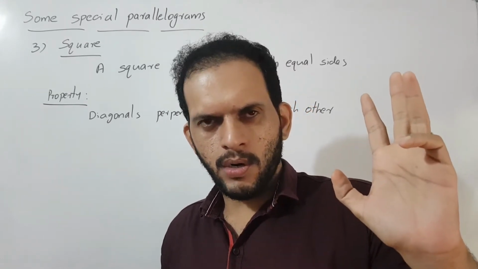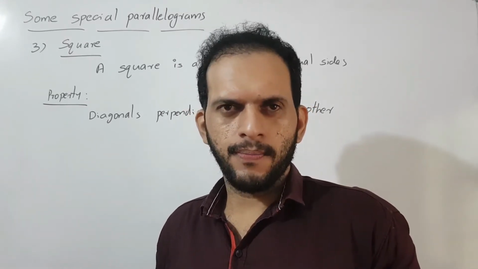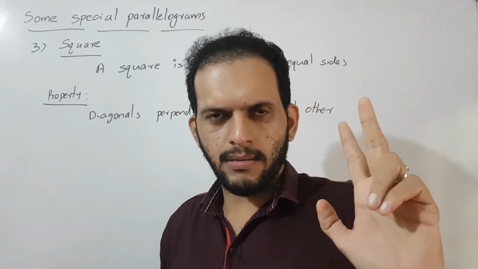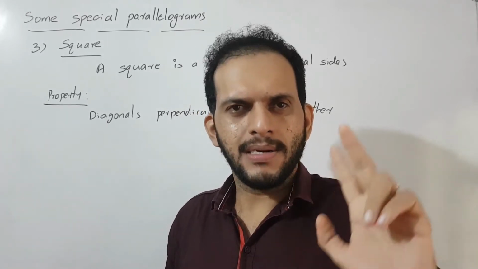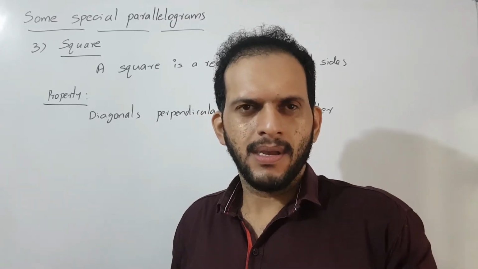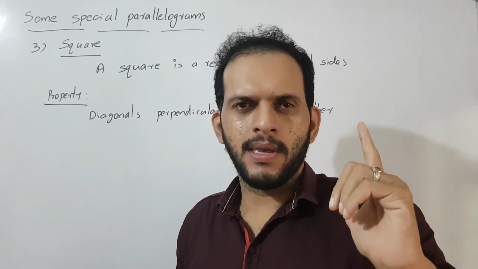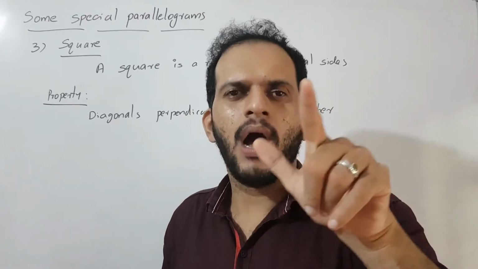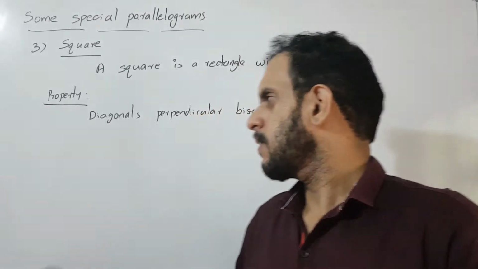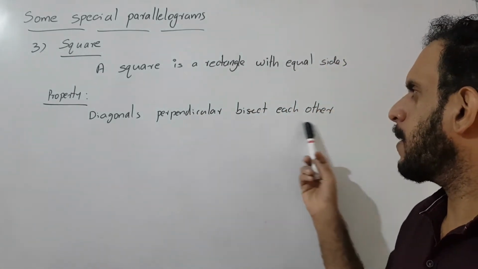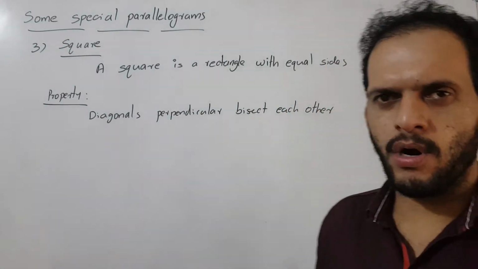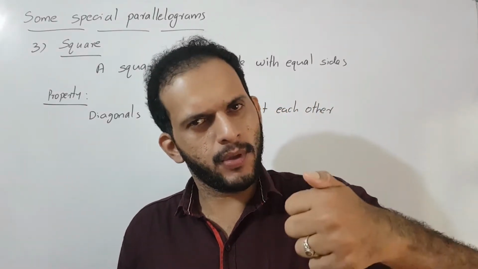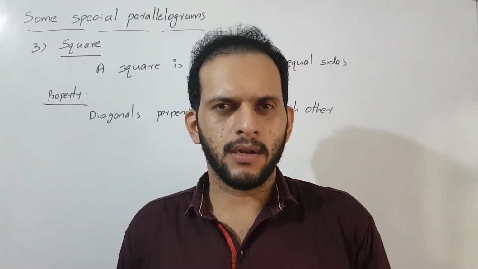What are they? First one, opposite sides are equal. Here also all angles are equal. Adjacent angles are supplementary. Yes, the fourth one is diagonals bisect each other. Correct? But here we have some little changes. What is that? The diagonals perpendicular bisect each other. Not only bisect, perpendicular bisect each other. And fifth one, the length of diagonals are equal.